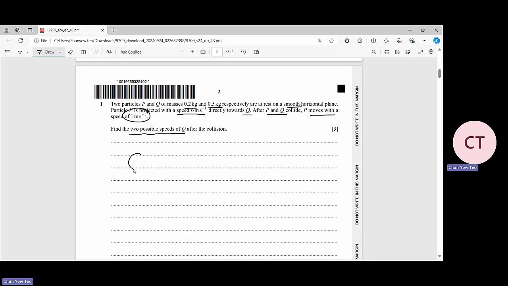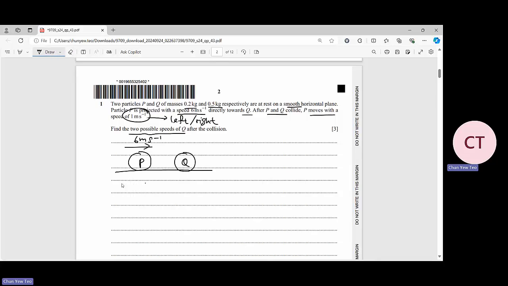So over here we can have a diagram. We have a P here and we have a Q here. They are resting on a smooth horizontal plane. P is moving towards Q with a speed of 6 meters per second. That is before. But after the collision, P moves with 1, but the 1 over here, they didn't mention left or right. So we need to assume it can be left, it also can be right. So by the principle of conservation of linear momentum, that means we have two cases to consider.